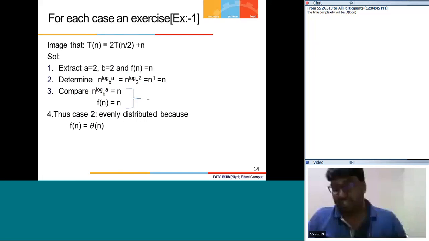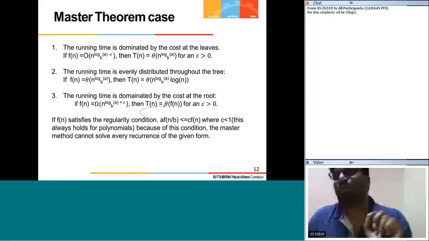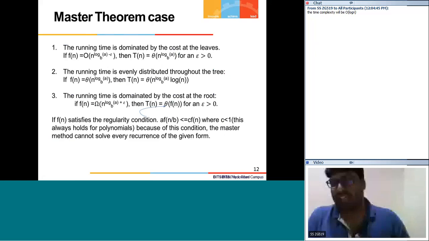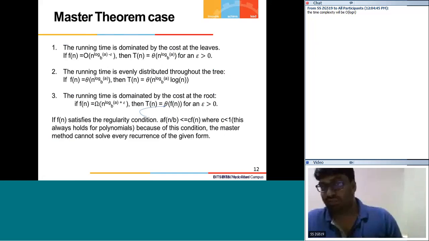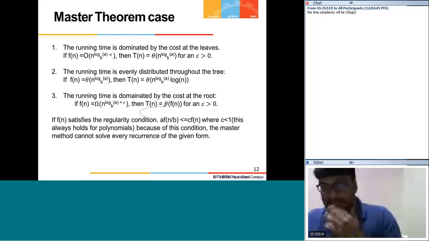Now what is case 2? I'll request you to note down case 2 for a minute here, so that we don't have confusion. Just note down T of n equal to theta of n to the power log a base b times log n. Just that condition I want you to note down. Hope you would have noted down. Can I go back to the problem, please?